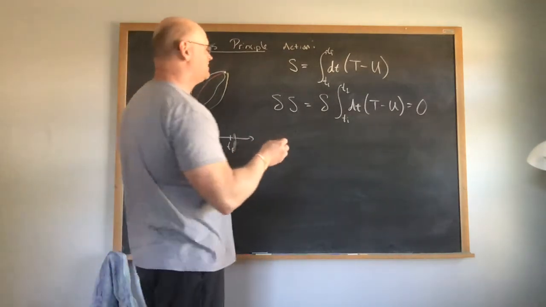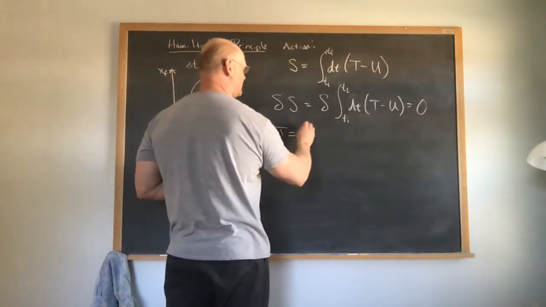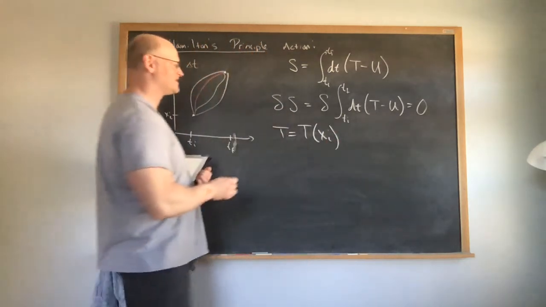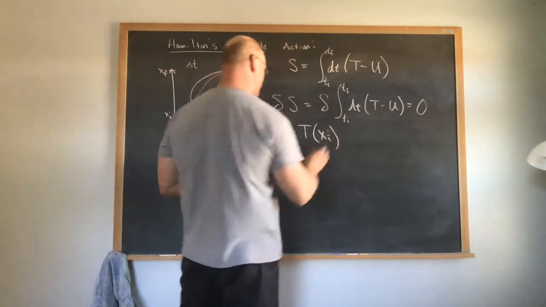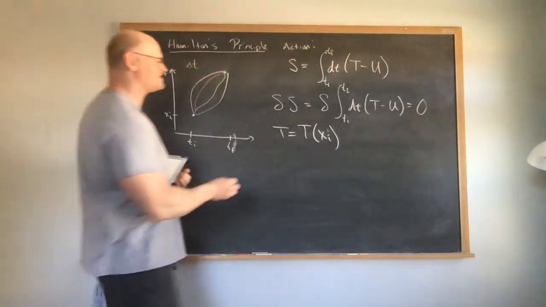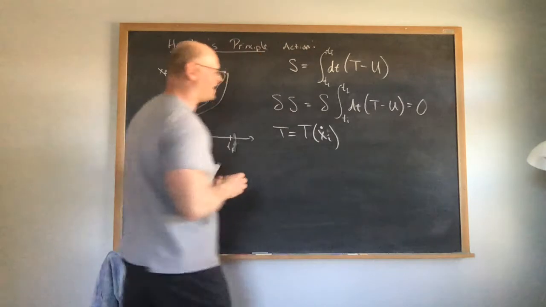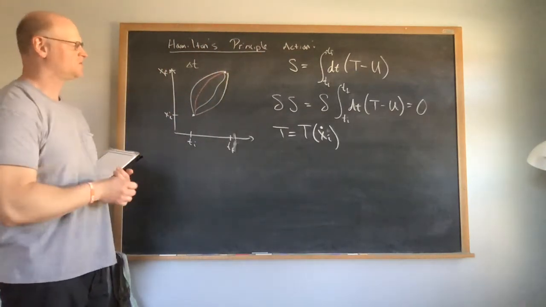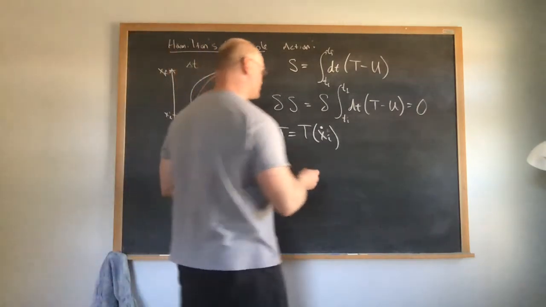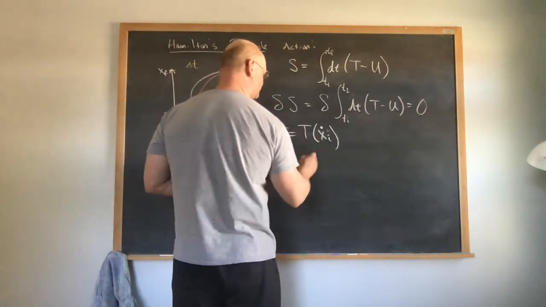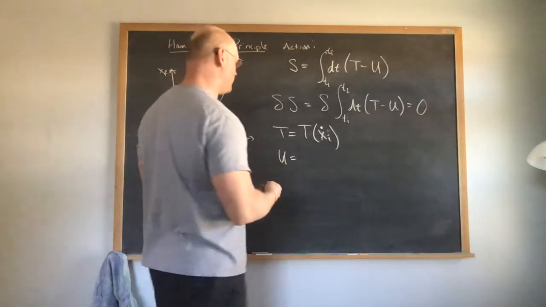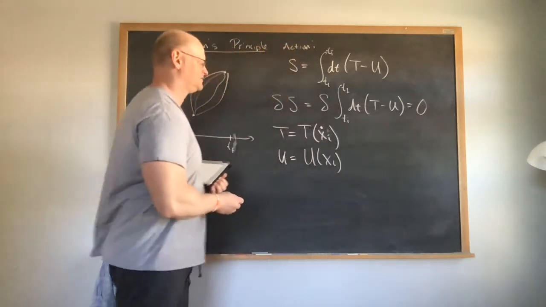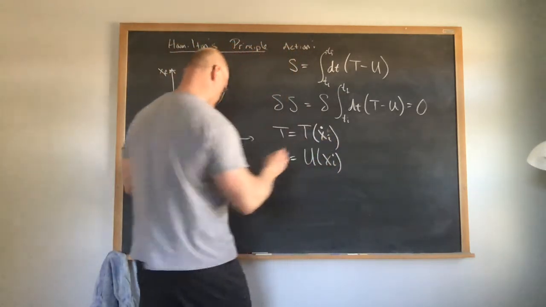Now, typically, what we know is that the kinetic energy, at least in a Cartesian coordinate system, is simply going to depend on the velocity. So this is going to depend on the first derivative of the position, and then we sum that over all the i directions. And then the potential, as long as it goes with a conservative force, is usually going to be a function of only position.